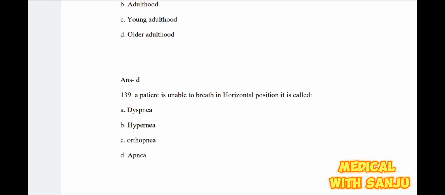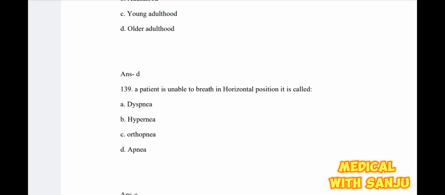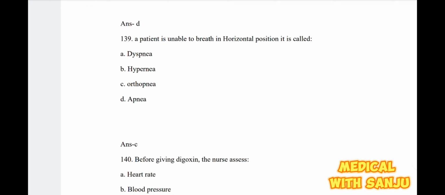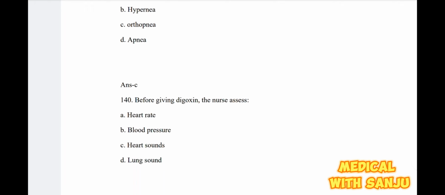Question number 139. A patient is unable to breathe in horizontal position. It is called option A dyspnea, option B hyperapnea, option C orthopnea, and option D apnea. Option C orthopnea.